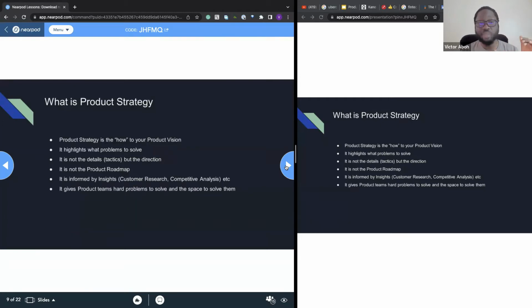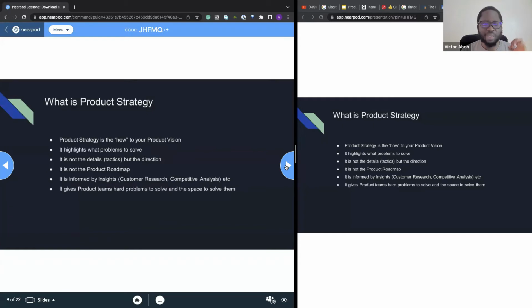It highlights the problems that you want to solve, not the solutions. And it's not the tactics. So it's not your roadmap. A product roadmap is not product strategy. Your product roadmap is just a list of features that you've already identified will help you solve problems that you've identified in your product strategy that you want to solve, right? So it's not your product roadmap.